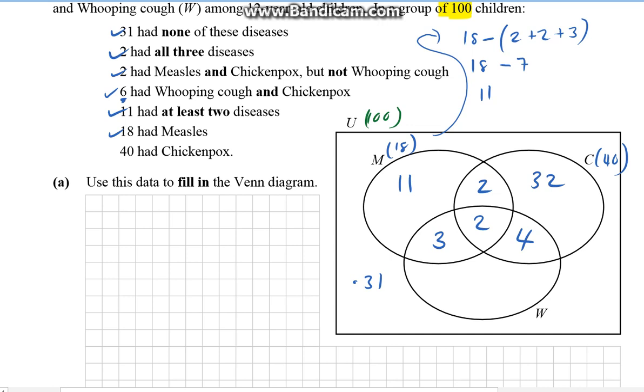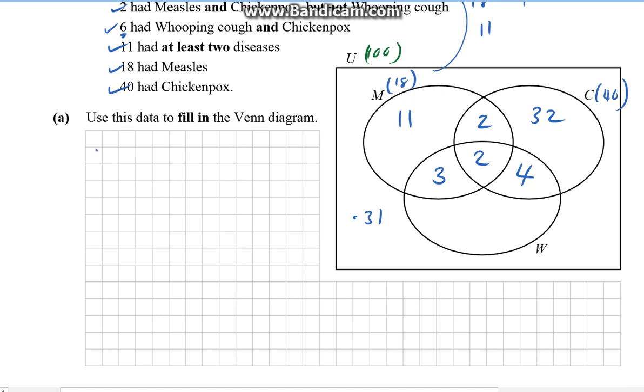And then we can find how many people had whooping cough only, because we knew altogether that should add up to 100 children. So I'm going to just do it here. 11 plus 2 plus 32 plus 2 plus 3 plus 4 plus 31. So that gives me 85 people. So 100 minus 85 will give me the amount of people that was left with whooping cough, which would be 15.